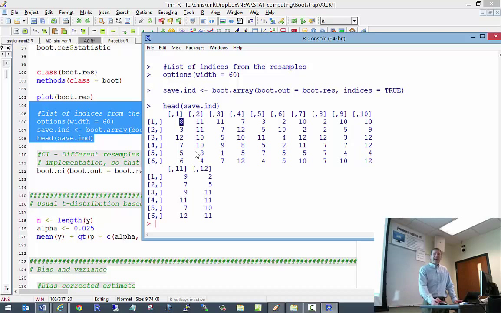So this 8 that I have highlighted there means y1 star is equal to y sub 8. So the very first thing that was chosen in my resampling was y sub 8. And then it was put back into, you could say, the pot of all your y's. The next one, y2 star, was y11. y3 star also happened to be y11 as well.